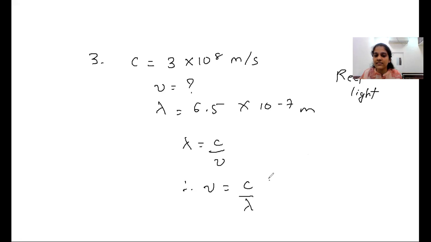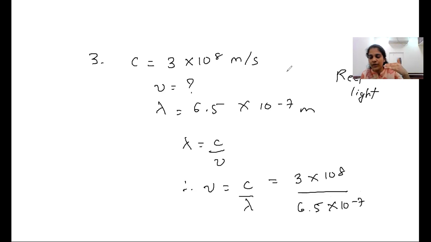So like if C is 3 into 10 raised to 8, yes or no? And what is lambda? Lambda is 6.5 into 10 raised to minus 7. So what will happen when you all take minus 7 in the numerator, it will become plus 7, yes or no? So it is going to be 10 raised to 15. And then what will happen if you all will divide 3 by 6.5, and then you all can arrange the decimals according to the final answer. Okay, people are sending me answer. I hope everyone is solving.